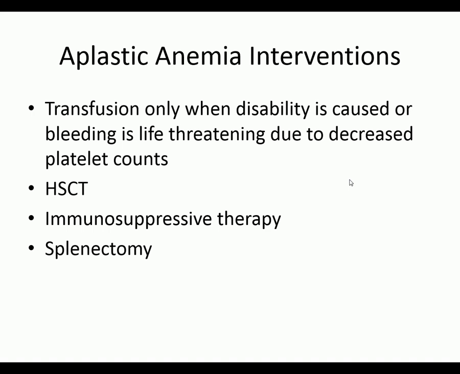A splenectomy may be needed to prevent destruction of or suppressing the development of normal red blood cells in these patients, okay?